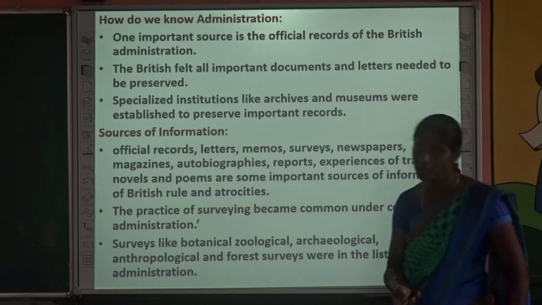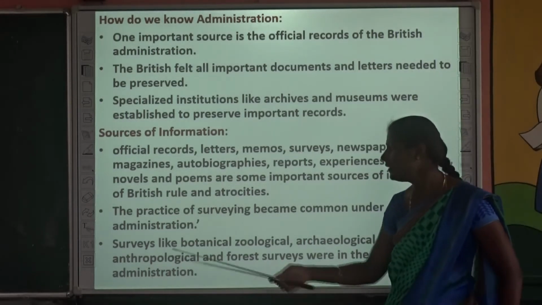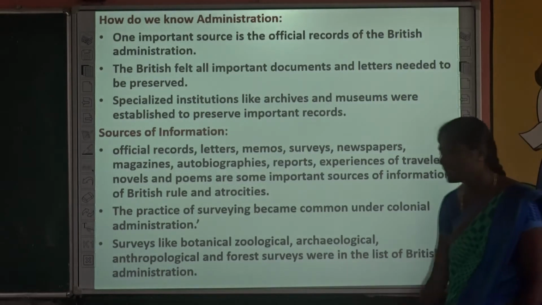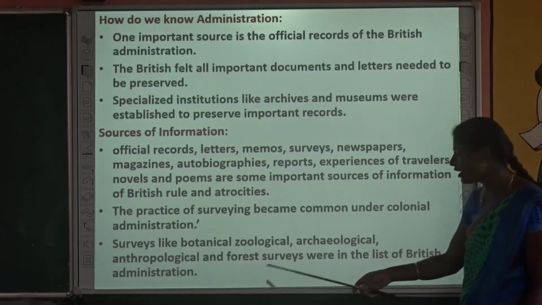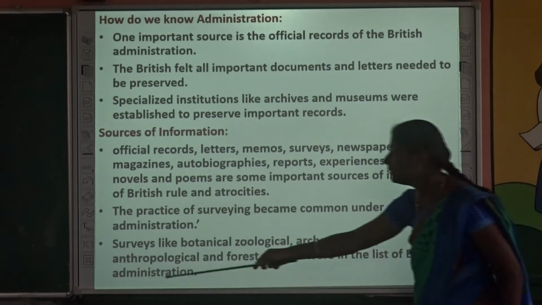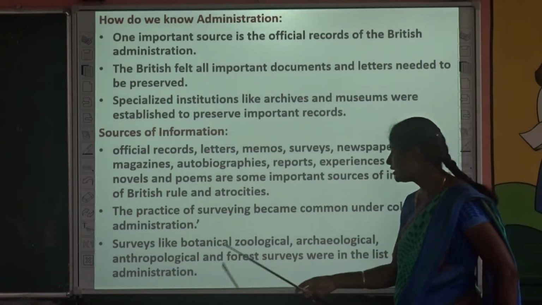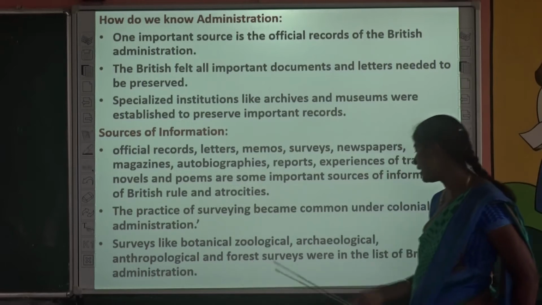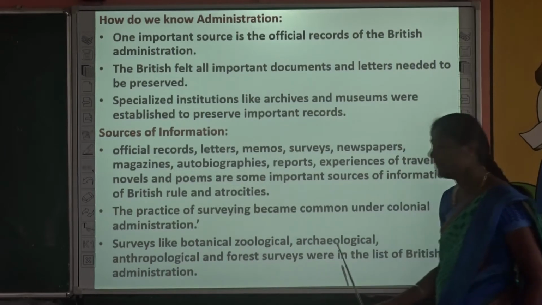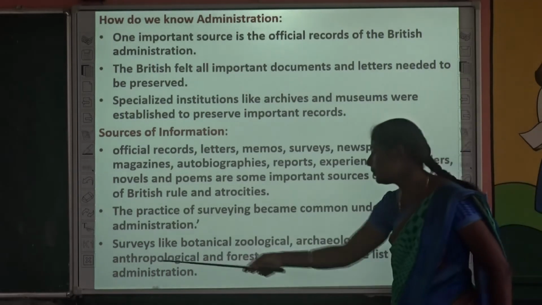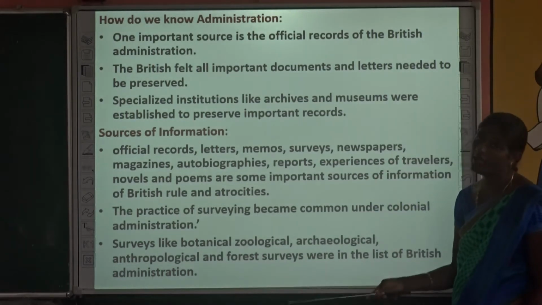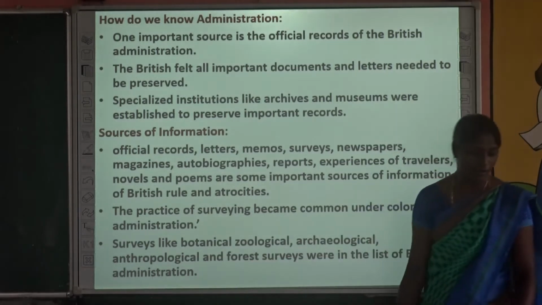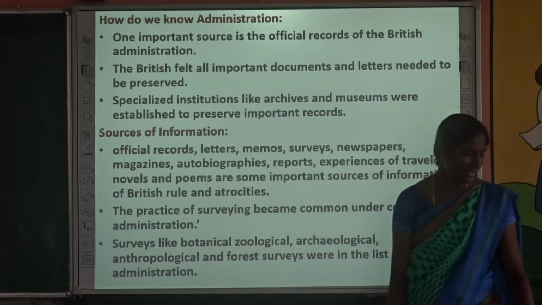So what are the surveys? On what did they take surveys? They took surveys like botanical, zoological, archaeological, anthropological and forest surveys were in the list of British administration. So botanical and zoological come under the surveys on animals and plants. Archaeological means the past histories, and anthropological and forest surveys about the forests were in the list of British administration. So they took surveys on all these things.